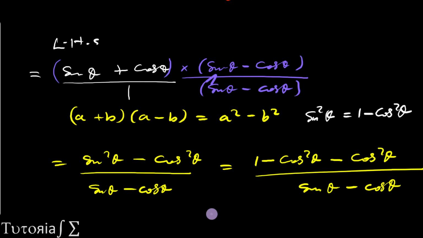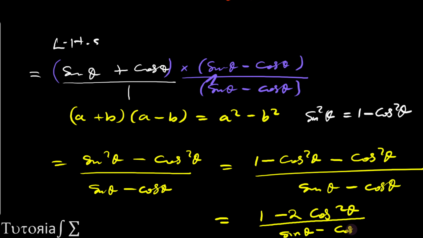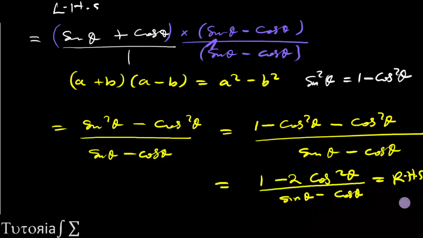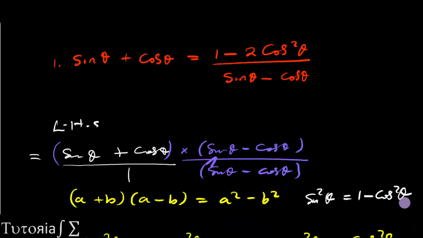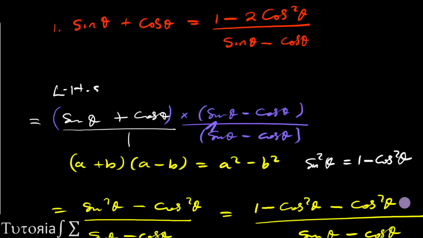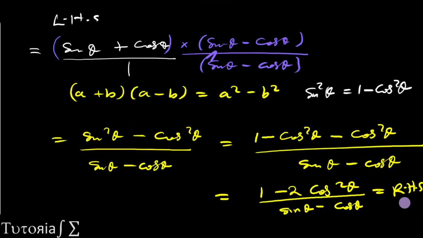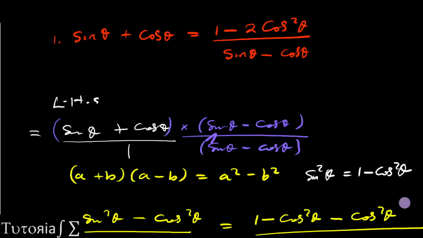So these will add up. Basically it's going to be 1, negative and negative, so that will be negative 2 cos squared theta, then all over sine theta minus cos theta, which is equal to the right-hand side. We have shown, we have proved the first trigonometric identity. Now we go to the next question.